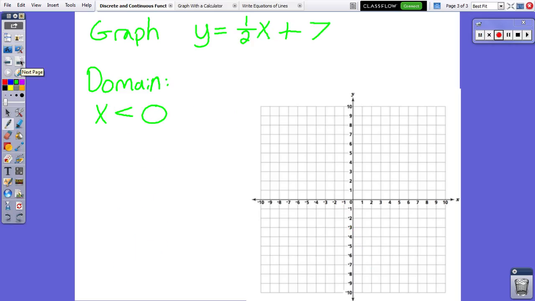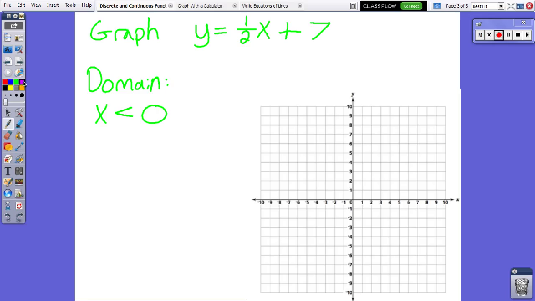A continuous function, again, is one that is continuous. You could draw along the line with your pencil, and you could fill the entire graph along with your pencil without having to lift it off the paper. So when we have something for the domain like x is less than or greater than something, or less than or equal to, or greater than or equal to, or if it just says all real numbers, these are going to all be continuous functions with those domains. So let's look at graphing this.